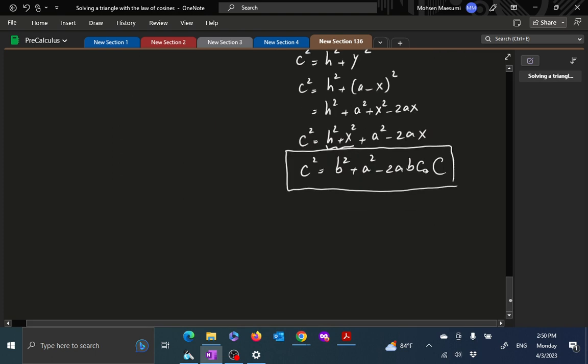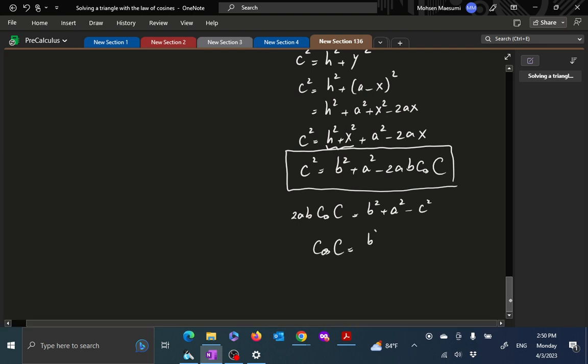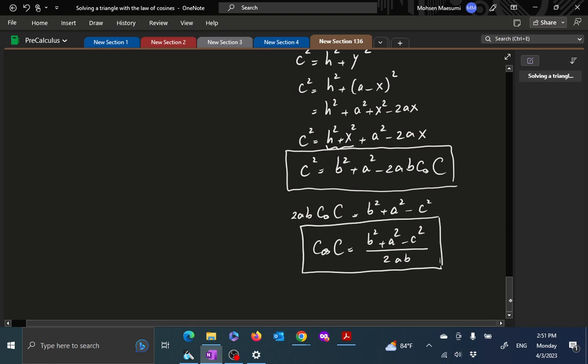Now you can take this and rearrange it. For example, I bring this minus term to the left, 2AB cosine of C, and take C squared to the right, so I'll have B squared plus A squared minus C squared. I divide both sides by 2AB, so what do I get? B squared plus A squared minus C squared over 2AB. So these are the two forms of the law of cosines. If you want to find the side, that's what you use. If you want to find the angle, this is what you use.